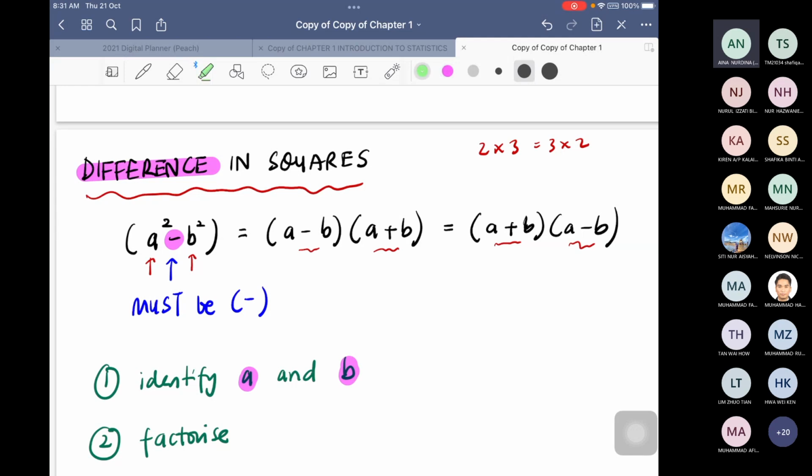You kena tulis dulu term pertama dan kedua tu dalam bentuk square. Nombor kat bawah square tu, so that is going to be your value of A dan juga B. So bila dah identify A dengan B, barulah pakai the formula.